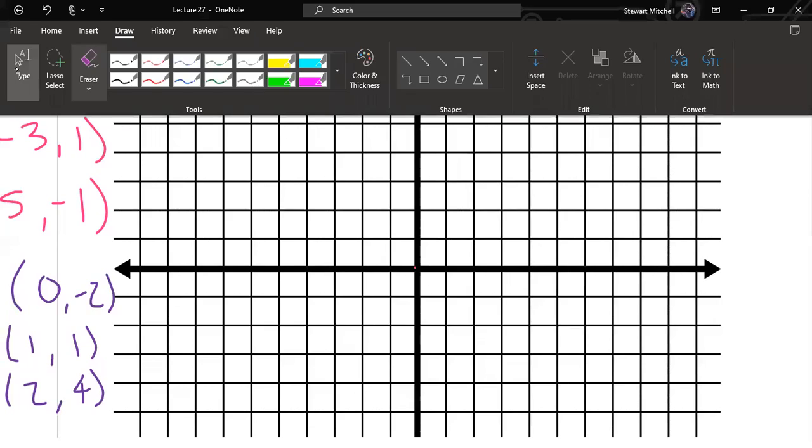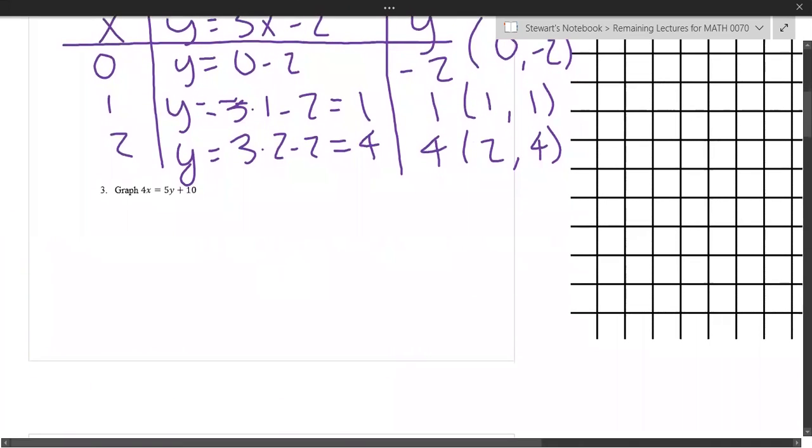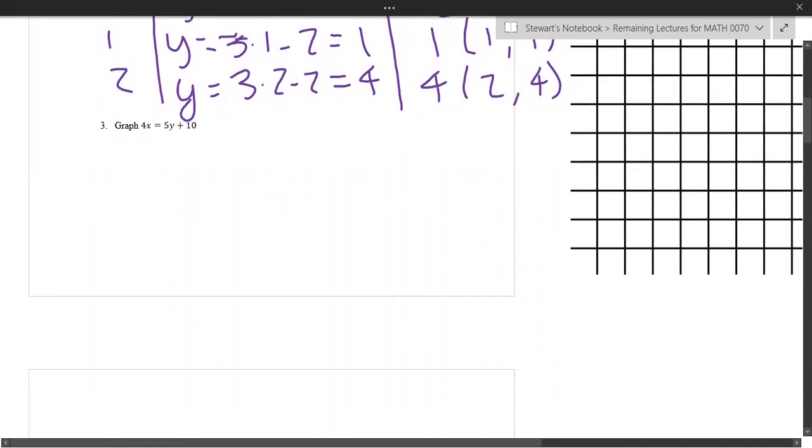Okay, moving along. We're graphing 4x equals 5y plus 10.